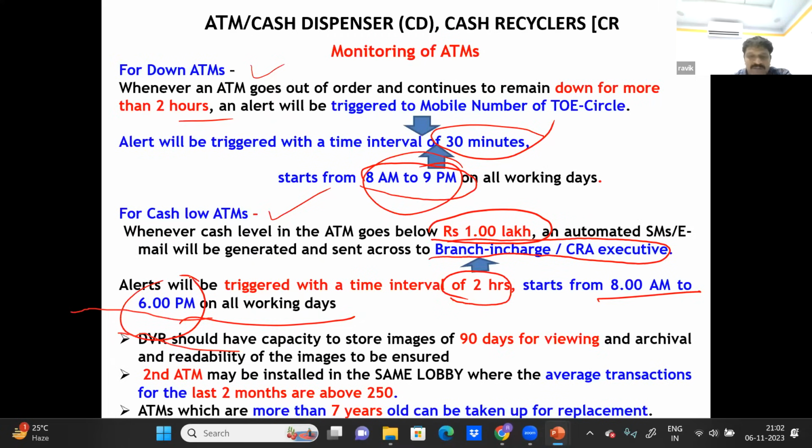Then DVR, the recording of ATM, whatever their storage, how many days we have to save? 90 days. Administrative office 30, anything is 90, lockers 180. We will remember that formula.